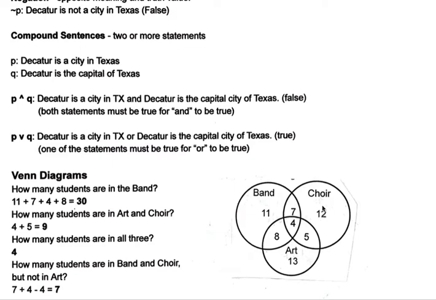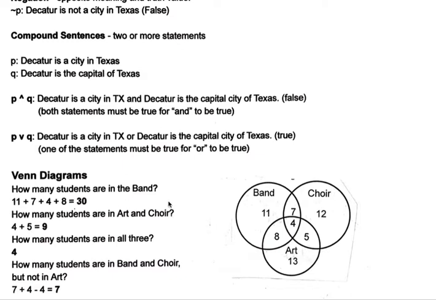12 here, only in choir, not in band or art. Same with 13, only in art. Now, if you go like 4, that's right in the middle, those are the 4 students that are in band, choir, and art, because notice they're in all 3 of the circles. Now, if you have the 7, they're in band and choir, but not in art. Okay, and same goes for the 8, they're in art and band, not in choir, and the 5, art and choir, but not in band.